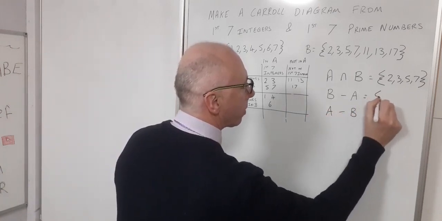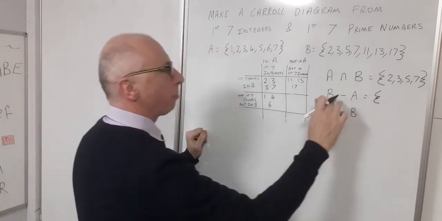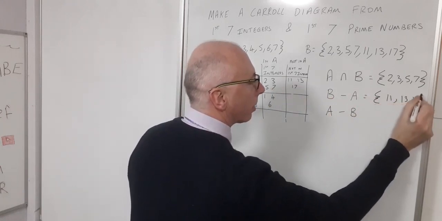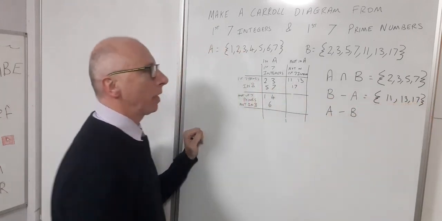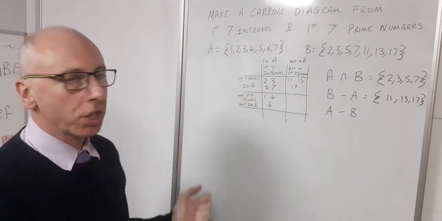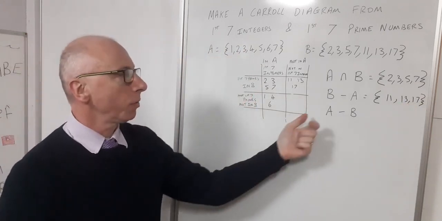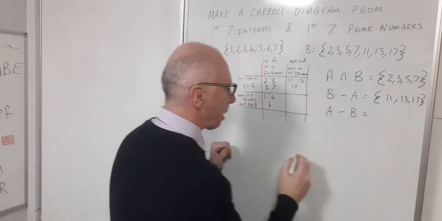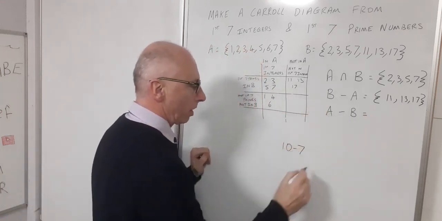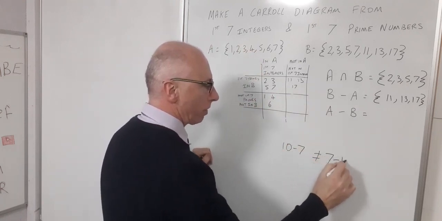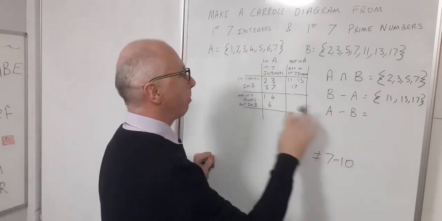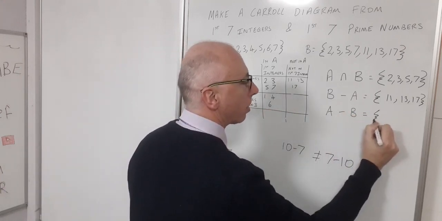So let's write our set down in here. So B minus A is 11, 13, 17. And A minus B, which is different. Remember, subtraction is not commutative. So if you change the order round, that's how we get different values. So for example, if you did 10 minus 7, this does not equal 7 minus 10. We get different values. Okay, so A minus B is 1, 4, 6.